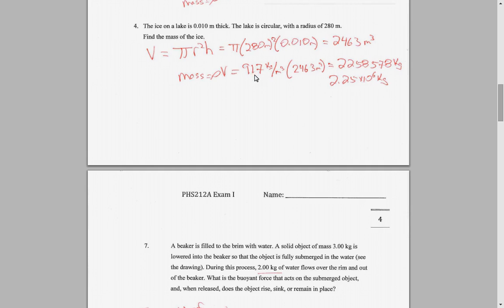Since the density of ice is 917 kilograms per cubic meter times 2,463 cubic meters, we get a mass of 2,258,578 kilograms, or 2.25 times 10 to the 6 kilograms.